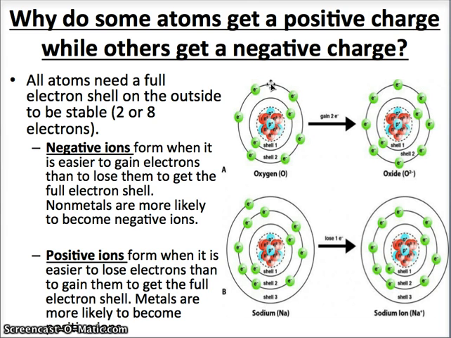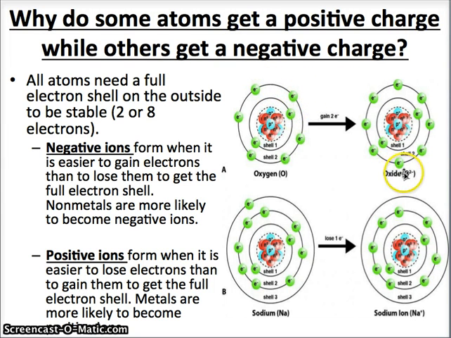Now, sometimes atoms will gain electrons when it's easier for them to become a full set by doing so. For example, oxygen here has 1, 2, 3, 4, 5, 6 valence electrons, and it wants 8 to be stable, right? So it will gain 2. It's much easier to gain 2 electrons to make it 8 than to lose all 6 electrons and just be left with 2. It's more likely to just gain 2. It's easier.